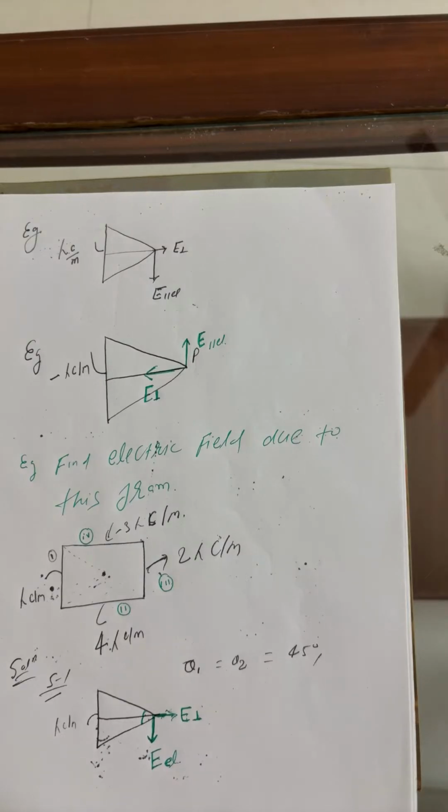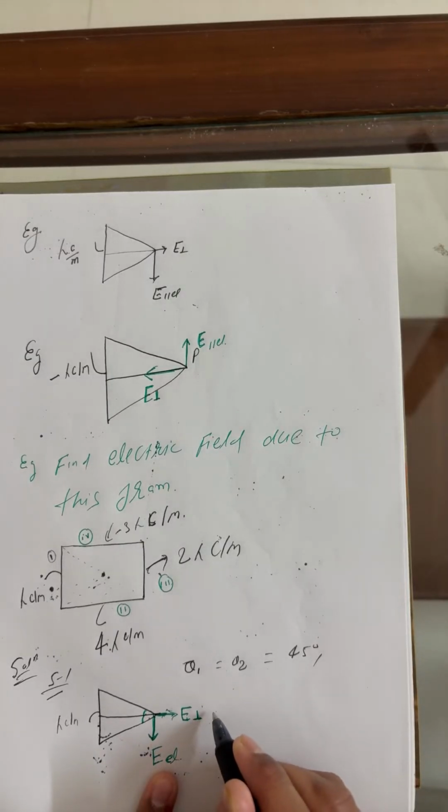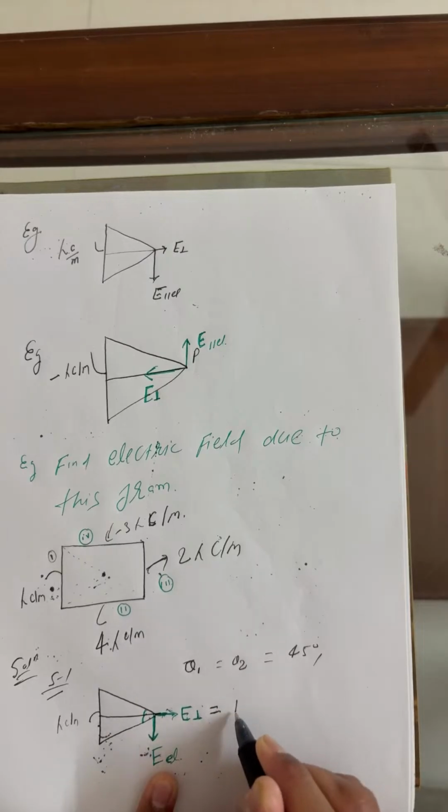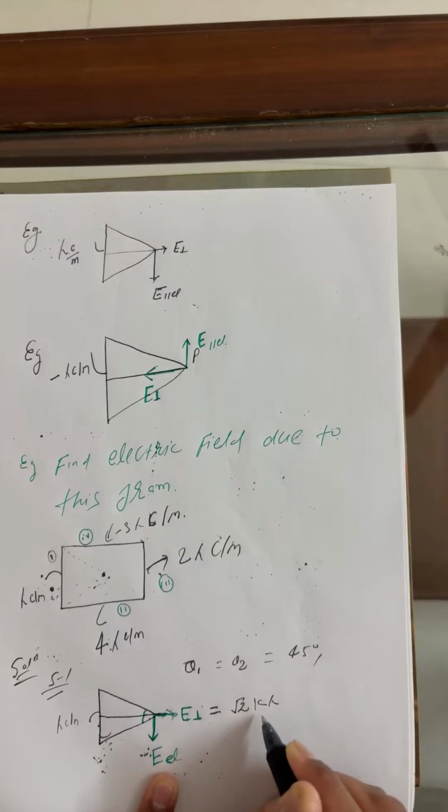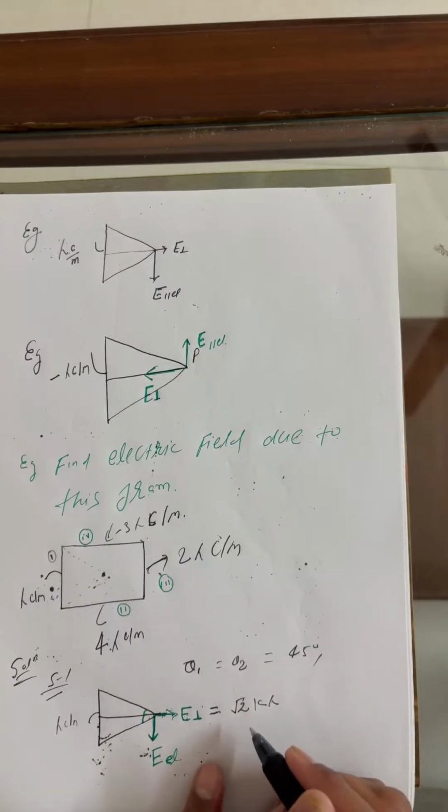Okay, Anurag Dubey. Wait, just solve slowly. Anurag, give me some time. So E perpendicular here, what can I write? This is root 2 K lambda by D.